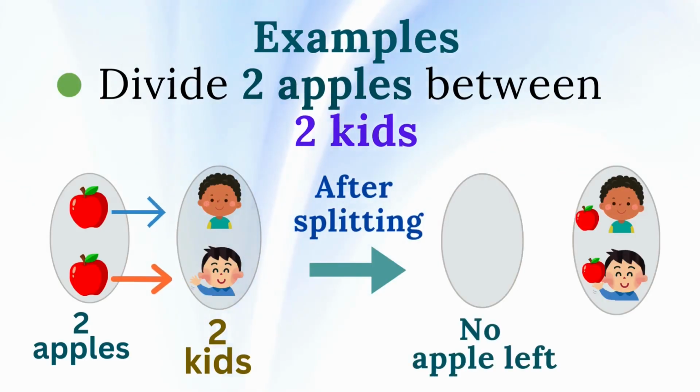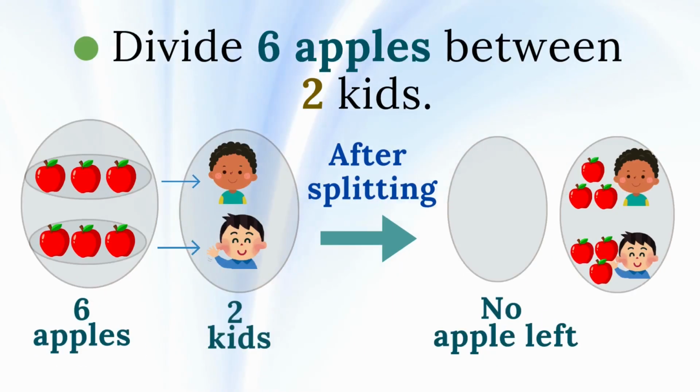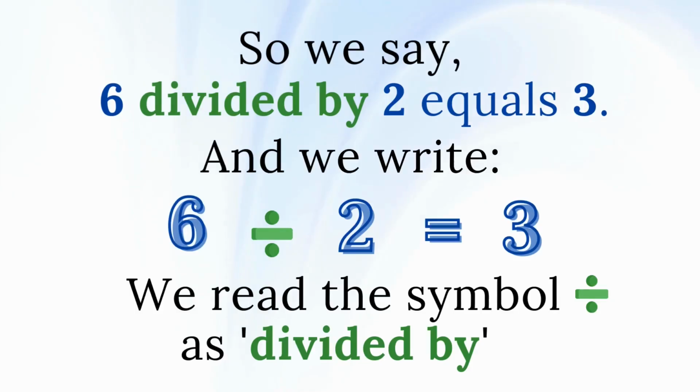For example, divide 2 apples between 2 kids. Each kid gets 1 apple, and we see that nothing is left over. Divide 4 apples between 2 kids. Each kid gets 2 apples, and nothing is left over. Divide 6 apples between 2 kids. Each kid gets 3 apples, and nothing is left over. So we say 6 divided by 2 equals 3. And we write 6 ÷ 2 = 3.